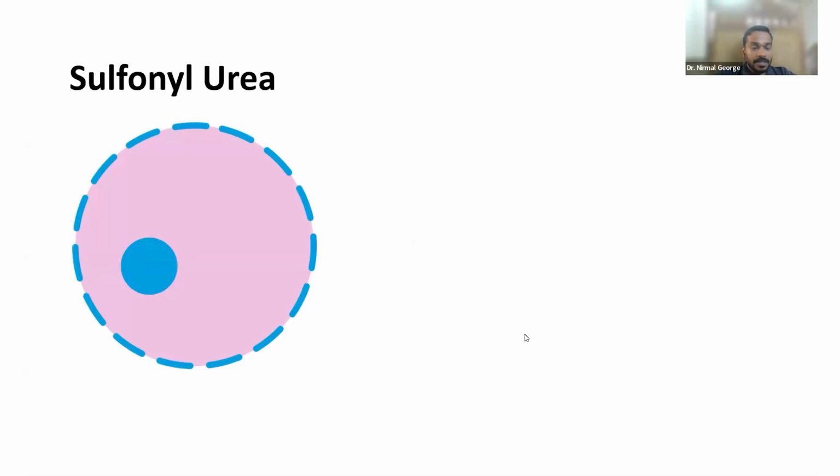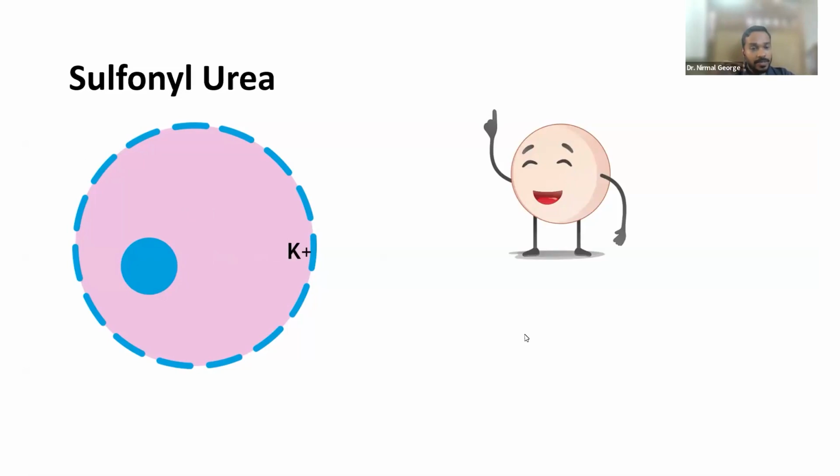So I have mentioned that the beta cells of the pancreas have potassium channels through which the potassium moves from the intracellular to the extracellular. And this happens in the resting state, and that will result in hyperpolarization of these beta cells, which will prevent the insulin from getting released. So when you administer sulfonylureas, they will bind to these potassium channels and prevent the outward movement of potassium.